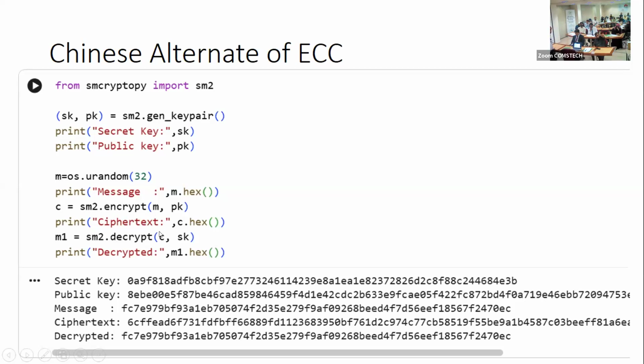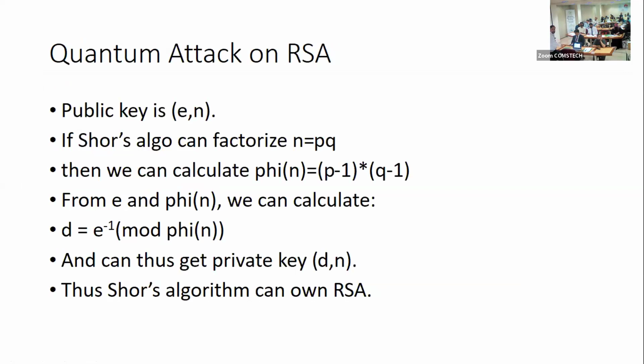And then again, I can decrypt it. So this is my shared secret key, public key. This is my message, and this is my decrypted message. So in this case, Alice and Bob can share a secret, which is the same on both sides. Getting boring? So I'm coming to the end.